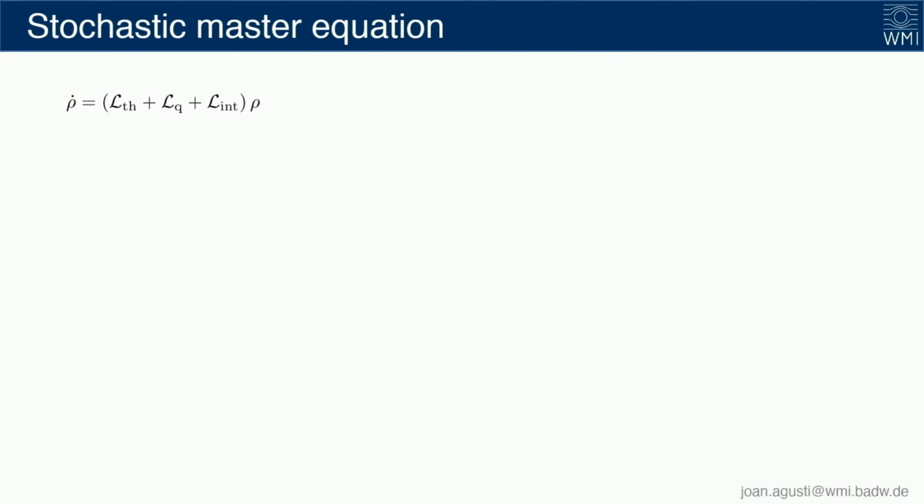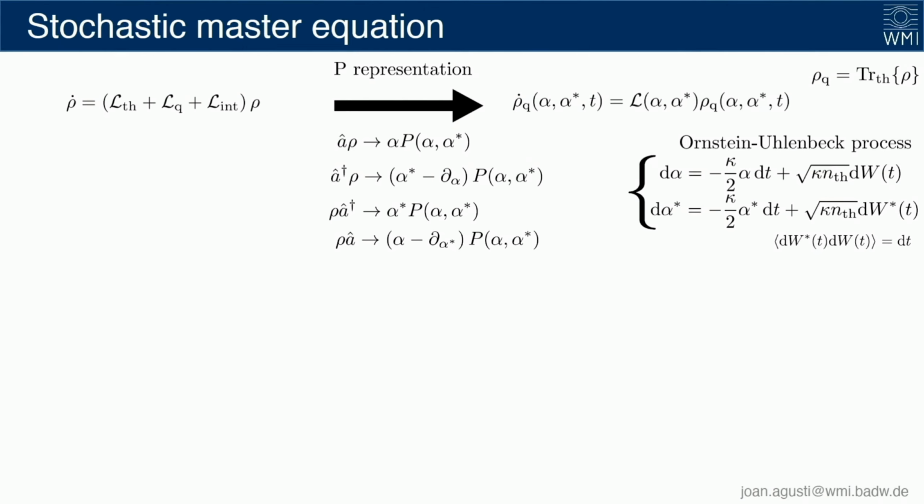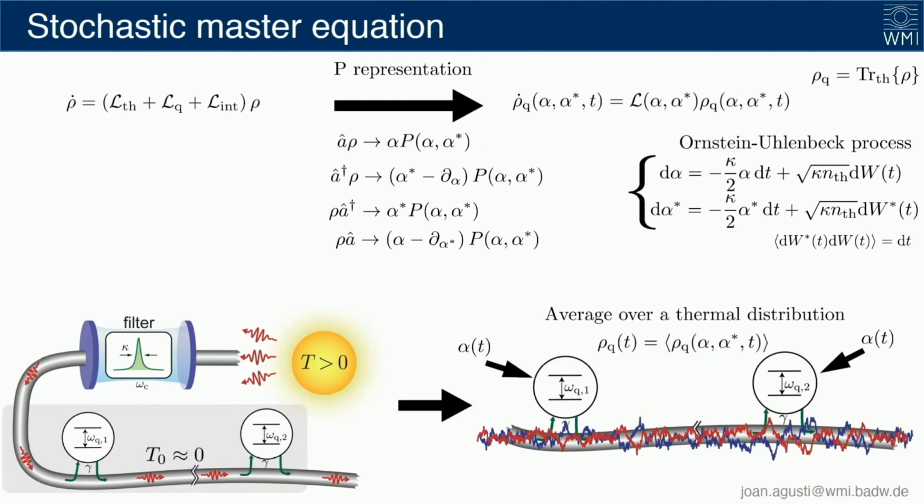So in my original problem, I have one bosonic degree of freedom and two qubits. We can map it, using the P representation of the bosonic field, into a stochastic master equation. So now we have a stochastic description of the two qubits, which are being driven by some classical stochastic field. Basically, we can transform our problem, and this is an exact mapping thanks to the cascaded interaction, into two qubits in a completely thermal reservoir.